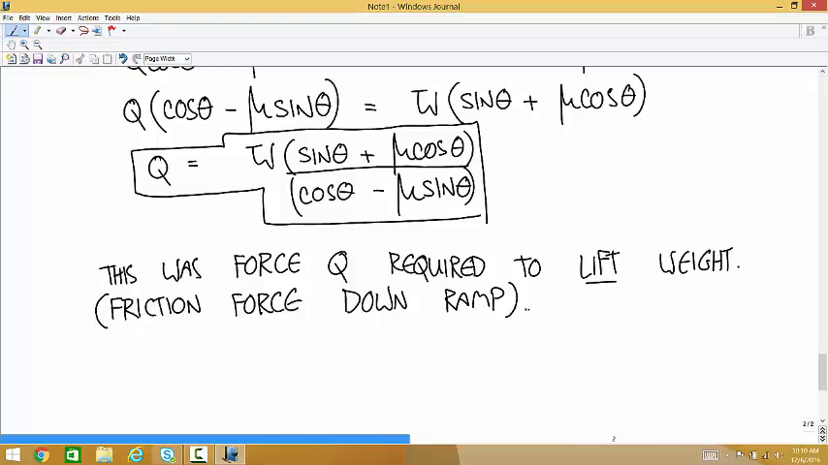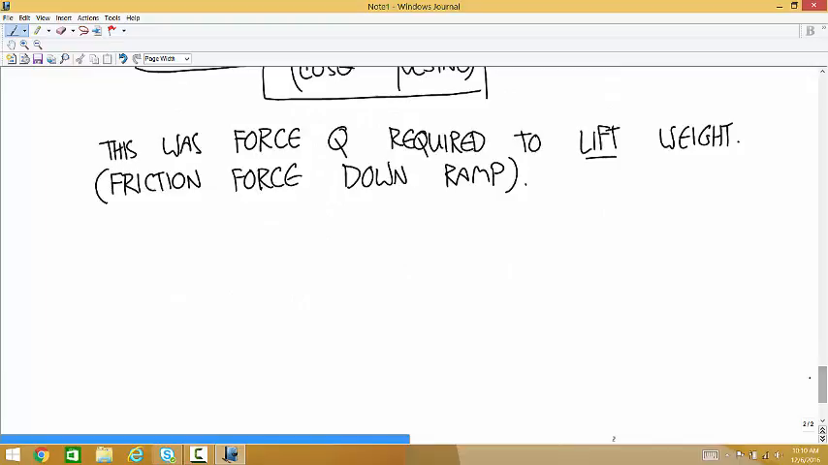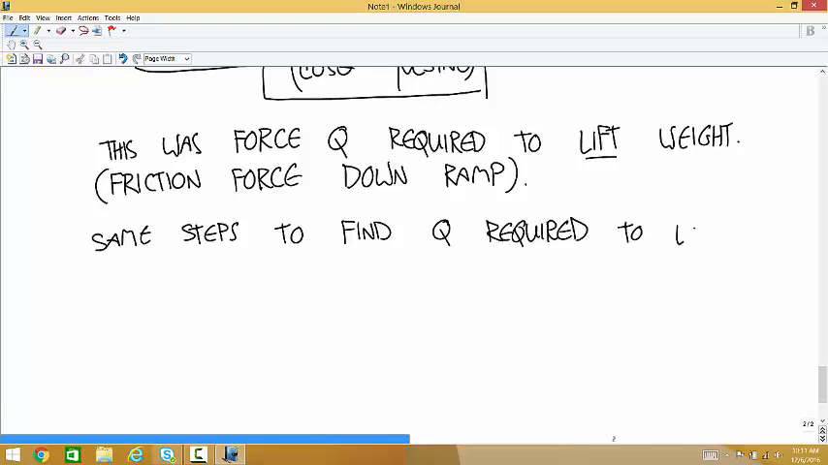Do you think it would be any different, the force required to lower the weight? Yeah, it is. And you think it would be a bigger force or a smaller force required? Smaller, yeah. And so now I'm going to do this calculation again. So let's calculate the same steps to find the Q required to lower the weight.